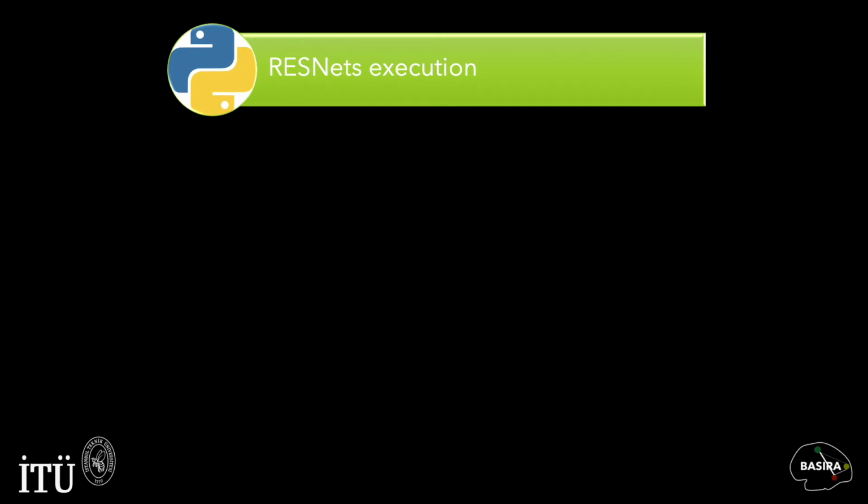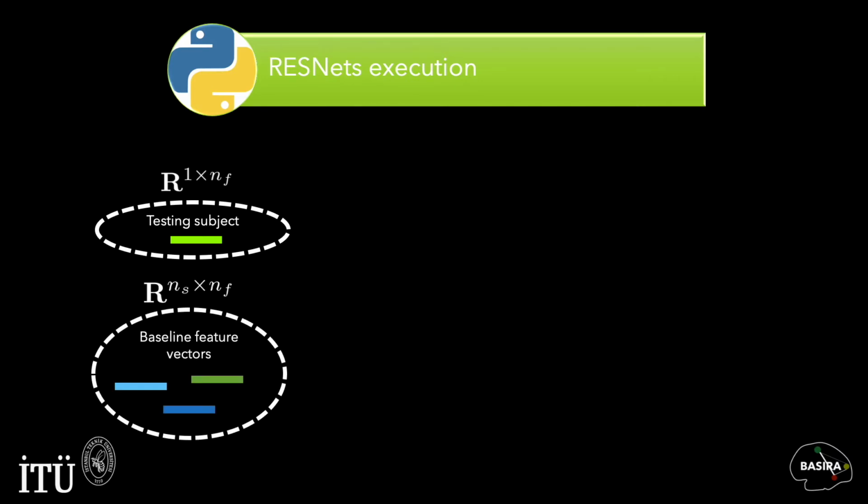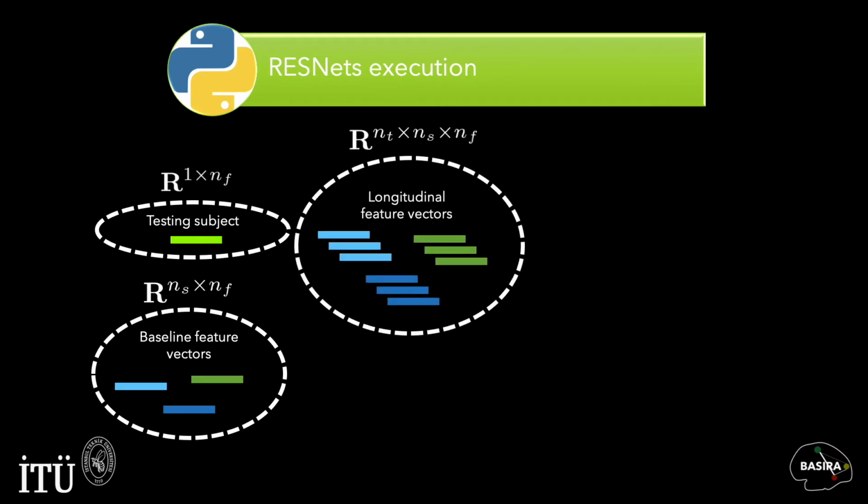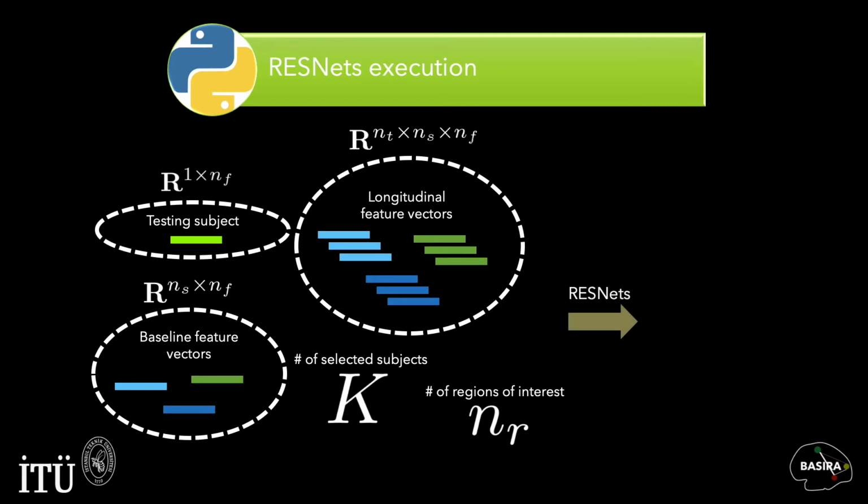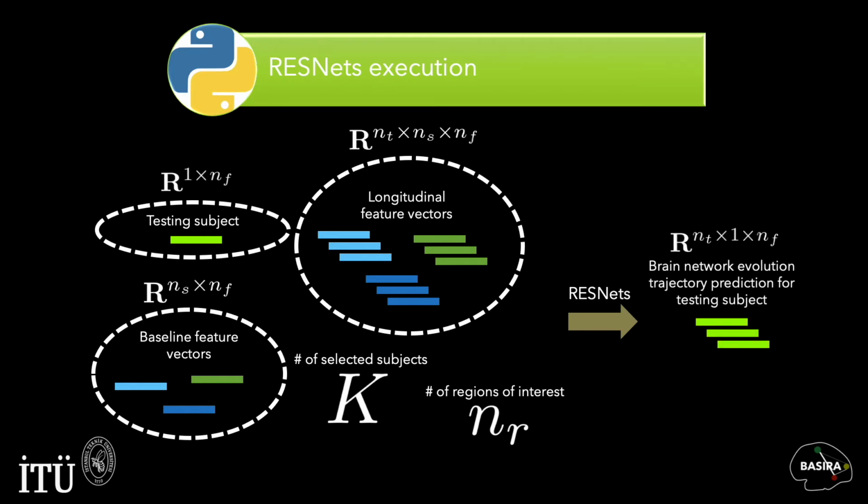Now, let's take a look at the parameters of RESNets. Firstly, we have a testing subject which wants to come up with its brain evolution trajectory. Secondly, baseline feature vectors, among which RESNets will select k of them, which is a hyperparameter. Then, longitudinal feature vectors should be passed. As we said earlier, hyperparameter k should be passed. And lastly, the number of regions of interest should be supplied in order for RESNets to work consistently. We feed all of these parameters to RESNets, and at the end it produces a prediction of the evolution trajectory of the testing subject for each time point.